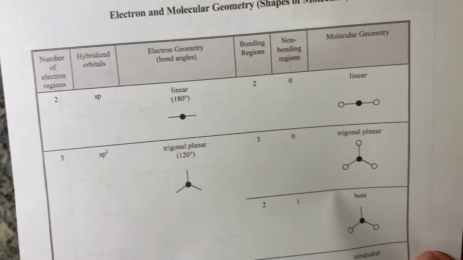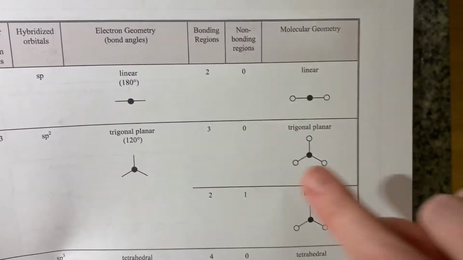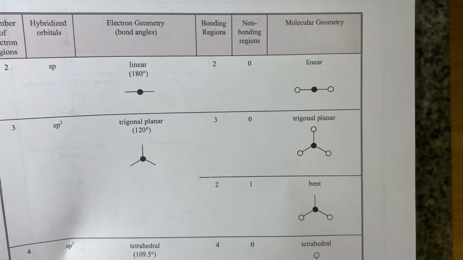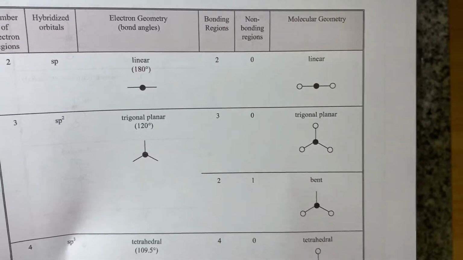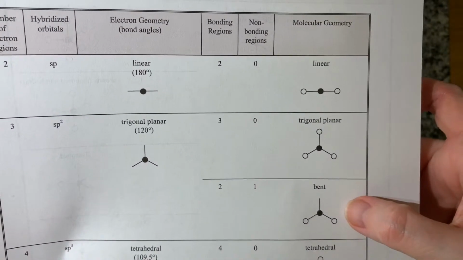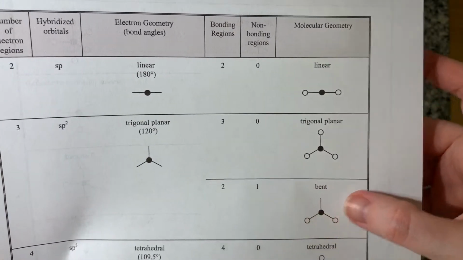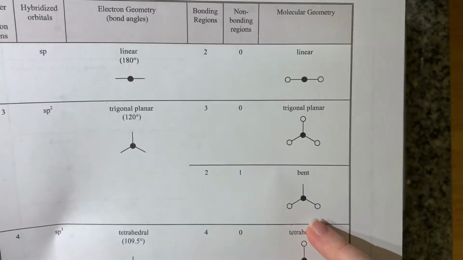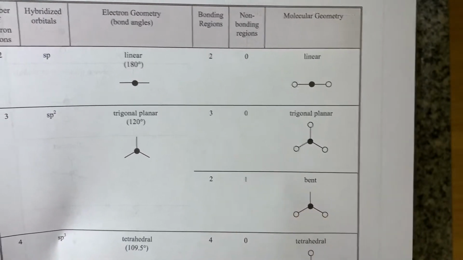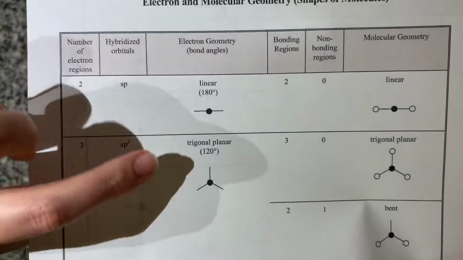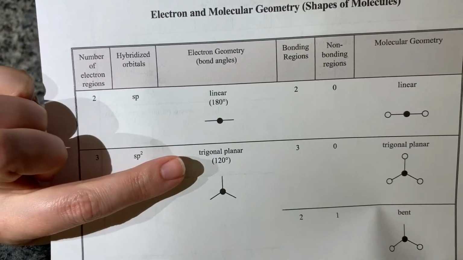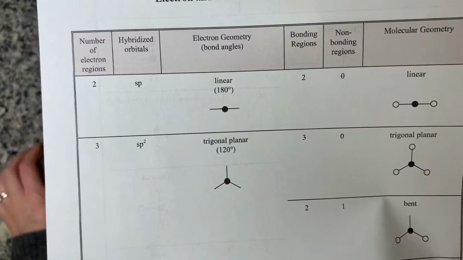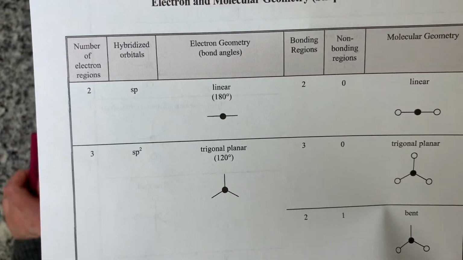And as I look across, I see that I could either have 3 bonds and no lone pairs, or I could have 2 bonds and 1 lone pair. And in this case, it fits best with the bent shape because that is the one that has 2 atoms bonded with the single lone pair. What I can then identify from my reference sheet is that the bond angles, because of the way that the things push away, are 120 degrees.